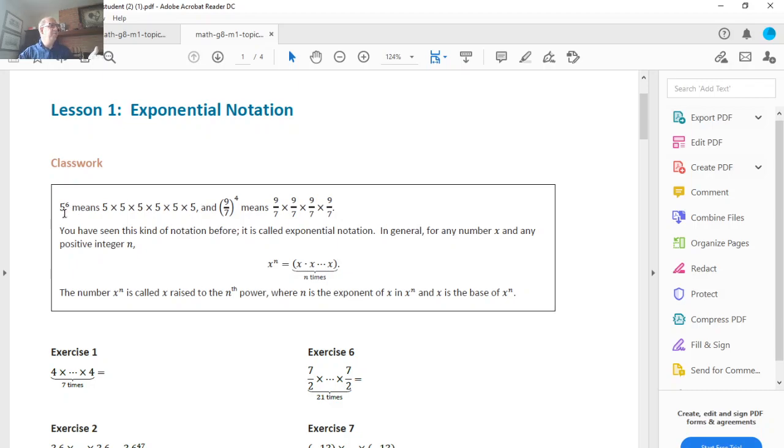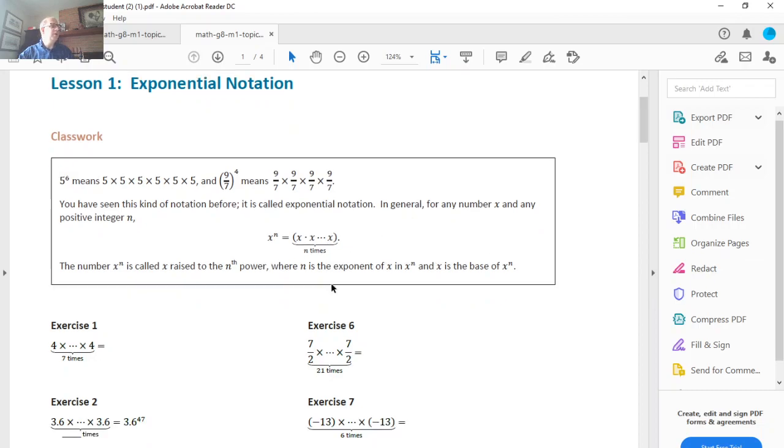So we start with the definition of exponential notation. 5 to the power of 6 means 5 times 5 times 5 times 5 times 5 times 5. And (9/7) to the power of 4 means 9 over 7 times 9 over 7 times 9 over 7 times 9 over 7.